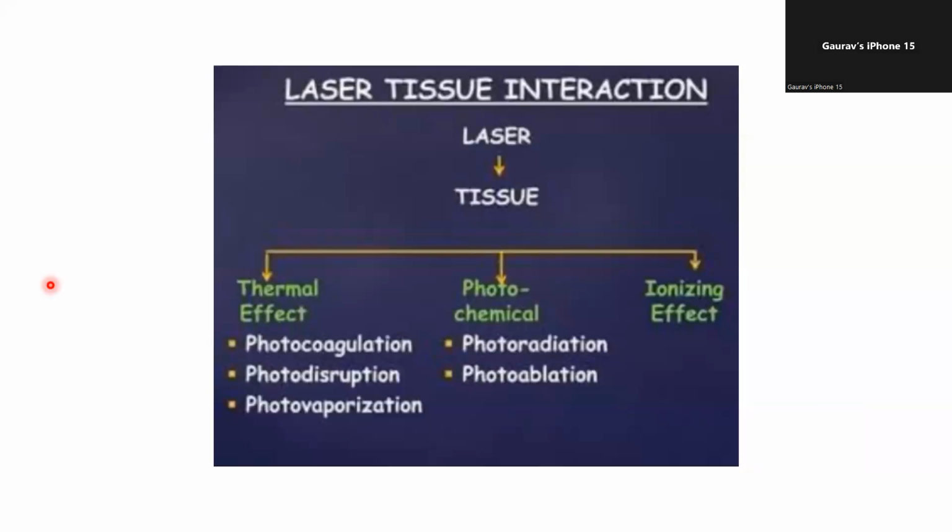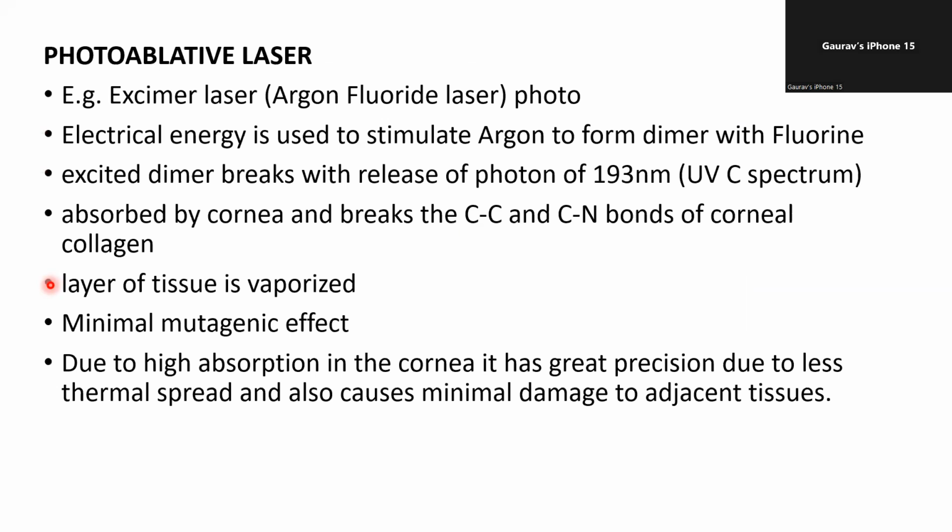Once the laser gets absorbed by the tissue, there are three kinds of effects which are produced on the cornea: a thermal effect, a photochemical effect, and an ionizing effect. In thermal effect, we have photocoagulation, photodisruption, and photovaporization. In photochemical, we have photoradiation and photoablation. The two important interactions we need to know for our discussion are the photoablative and the photodisruptive.